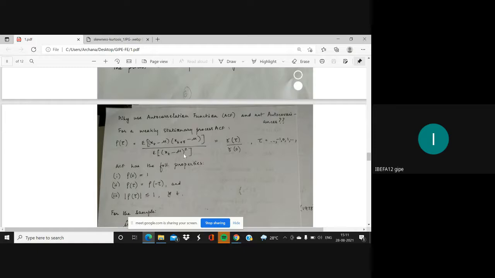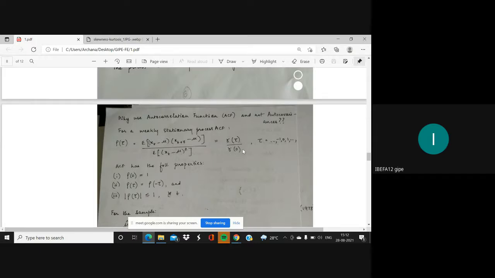So here also, since we are assuming that the variance is constant or finite for the entire series, you will find that you can simply take the expectation of xt minus mu. Even if you take the expectation of xt minus mu and then xt plus tau minus mu, since the variance is the same for both, it finally reduces to this. So here this gives you the formula for the autocorrelation function.